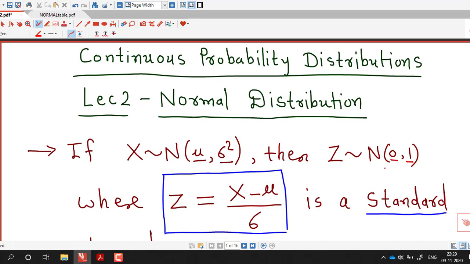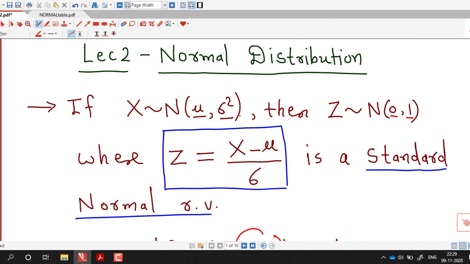In this lecture we are going to discuss how to calculate probabilities using standard normal tables. So before that we just recall certain things which we require. We have discussed in the last lecture that if capital X is a normal random variable with parameters mu and sigma square, then the random variable capital Z defined as Z equal to (x minus mu) over sigma is a standard normal random variable with parameters 0 and 1. That is, the mean of capital Z is 0 and variance is 1.